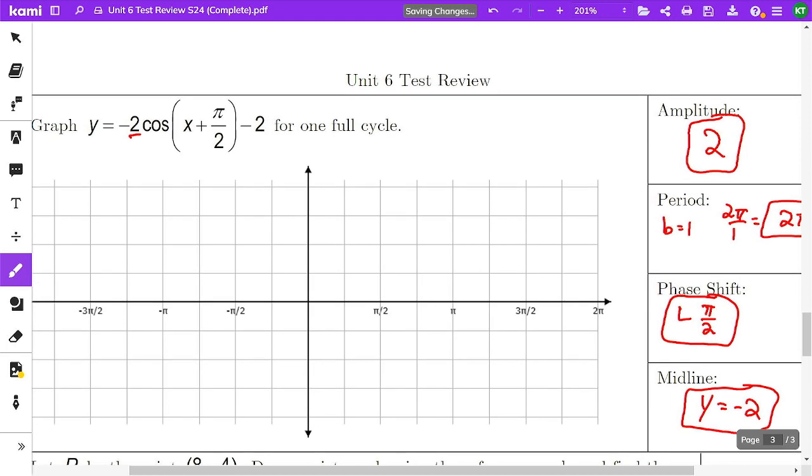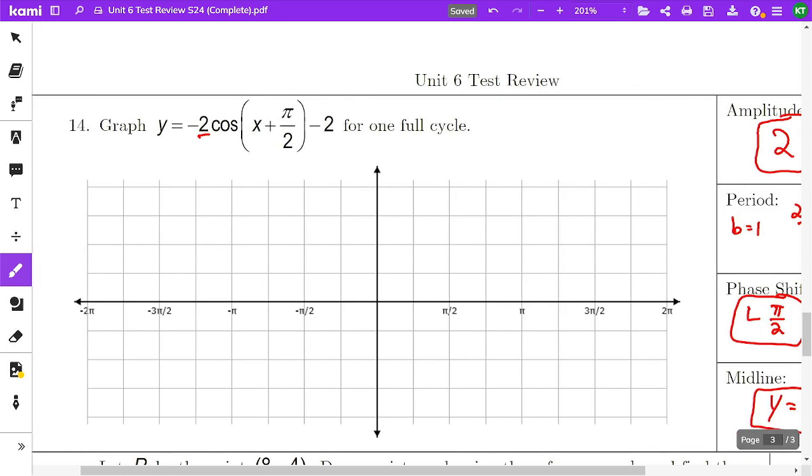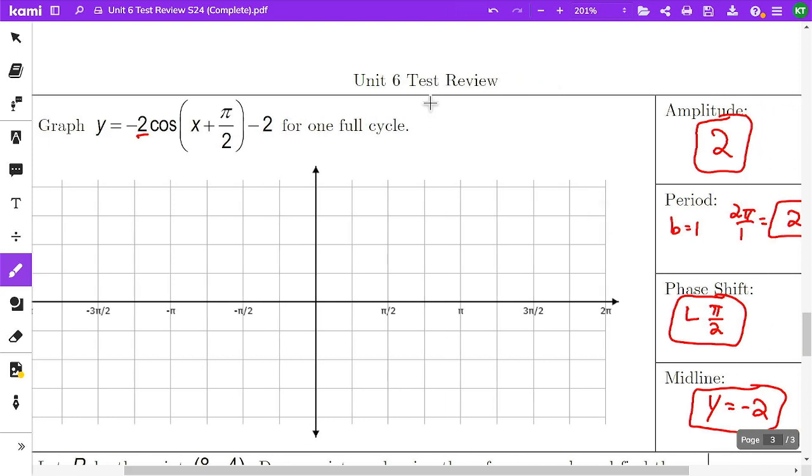Again, cosine usually starts at the high, middle, low, CHM. But because we have a negative at the front, we're going to start at our low, and then we'll go to our middle. After we hit the middle, then we go back up to the high, then we go back down to our middle, and we end one cycle again at our low value.